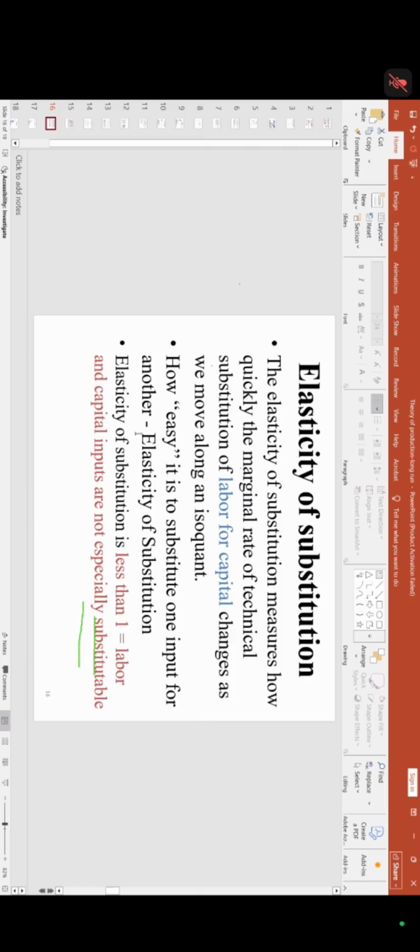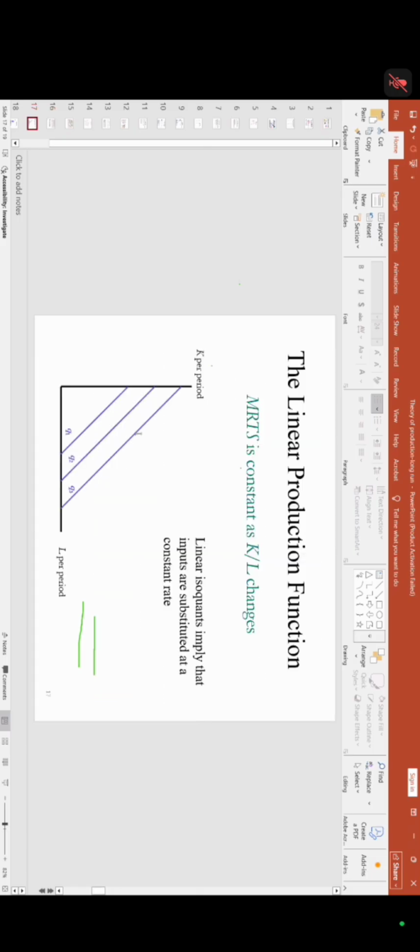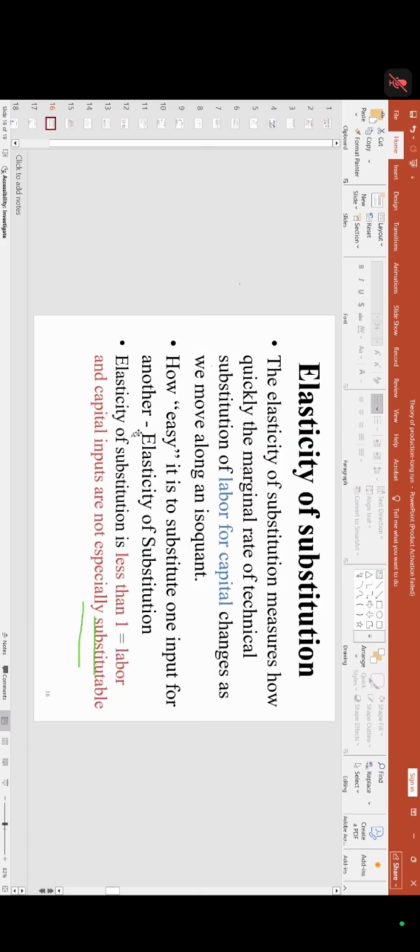Robotics work efficiently without taking breaks, but labor doesn't work that way. Therefore, there are some inputs that are not specifically substitutable. If it is less than 1, it represents a kind of hard substitution. In the isoquant, it doesn't change smoothly as we drew it, but with a big gap. Not easily substitutable. Clear? Are you all clear?